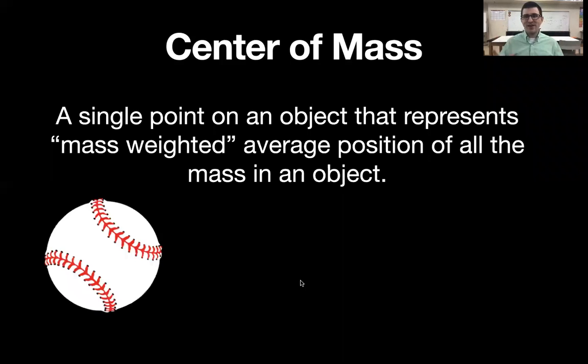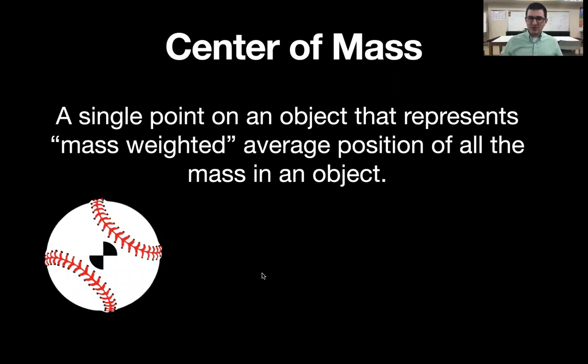So if we take a baseball and we think about all of the mass in the object, some of it is over here and some of it is over here, some of it's in the top left and the top right, and we average all of those out, the average position of all the mass is going to be pretty much in the middle of the sphere of the baseball, which hopefully makes sense because this has a uniform density and is a pretty regular shape.